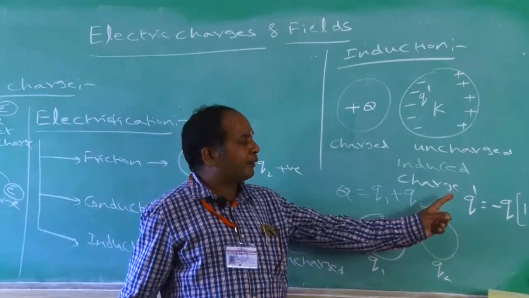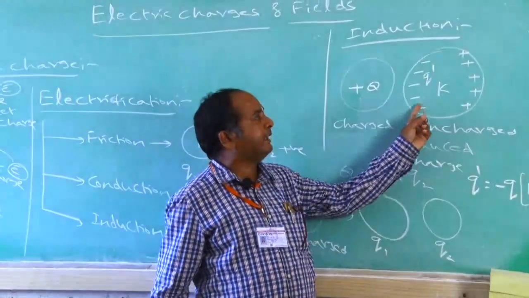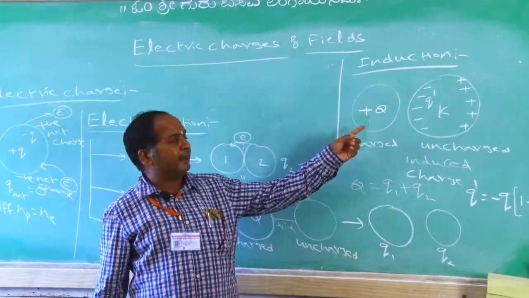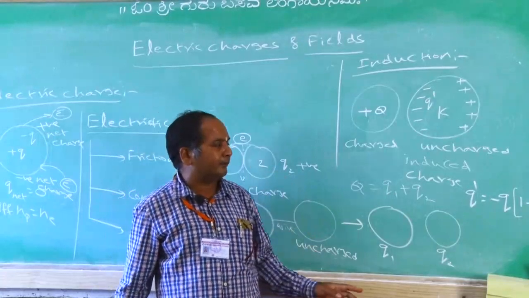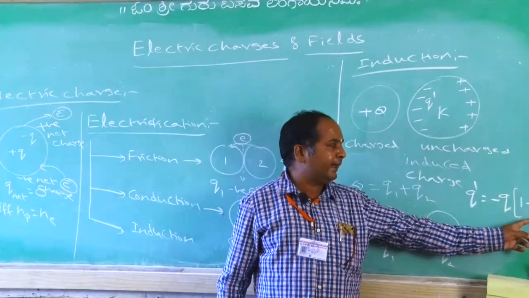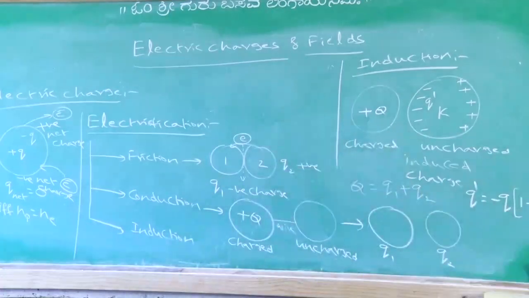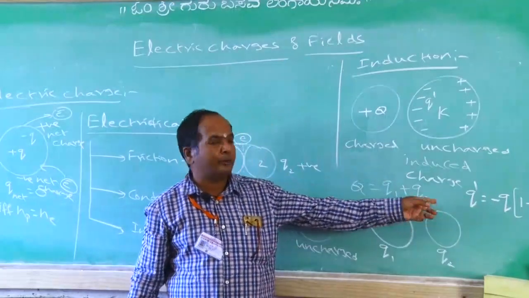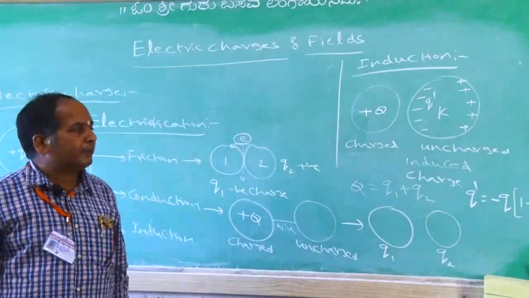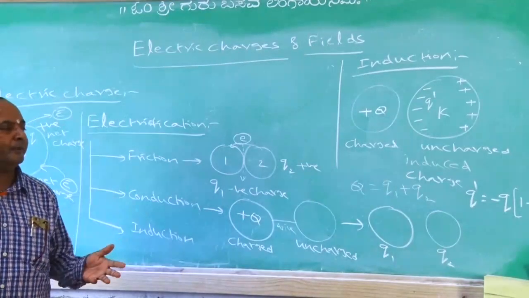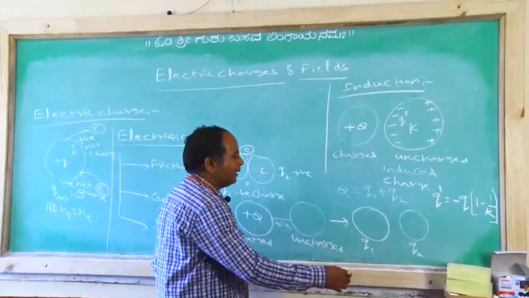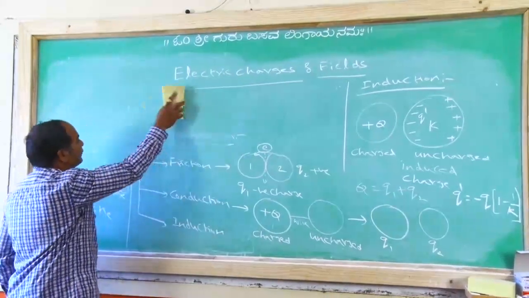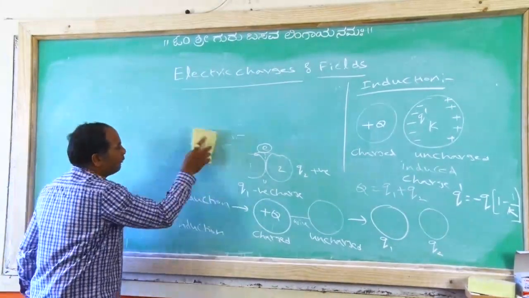This Q dash represents the charge which is nearer to the charged body. That means it has the opposite sign and it is related to the dielectric constant. If you choose a metal, then the K value for metal is infinite. K value infinite means 1 by infinite becomes 0. So Q dash is equal to minus Q. If K has any other value, then we are able to find the Q dash value. This is about how the charges are formed.